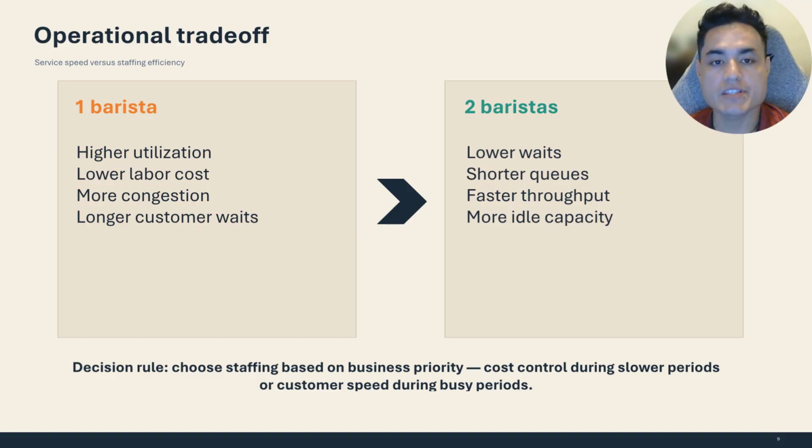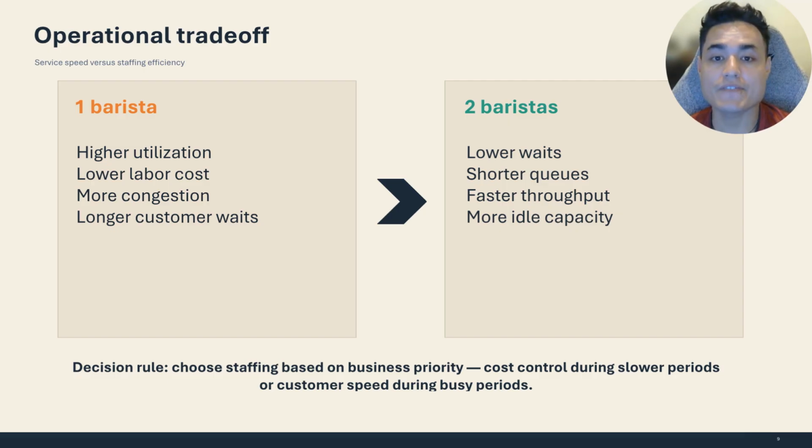In the one barista system, resource utilization was higher, meaning the barista was being used more efficiently from a labor perspective. However, the downside was that customers experienced longer waits and larger queues. In the two barista system, customers waited less and moved through the system faster. And the downside was that utilization decreased, meaning there was more idle capacity.